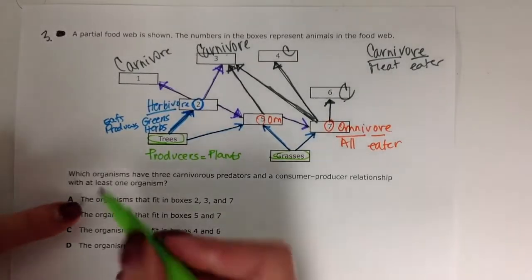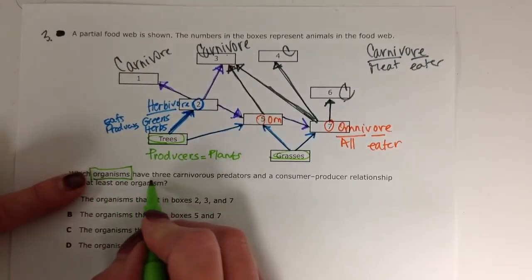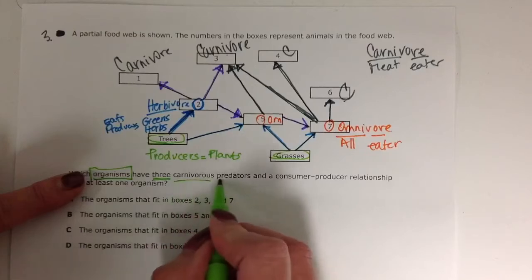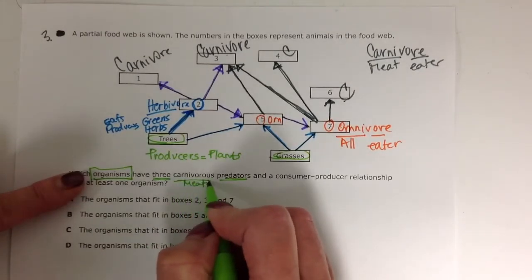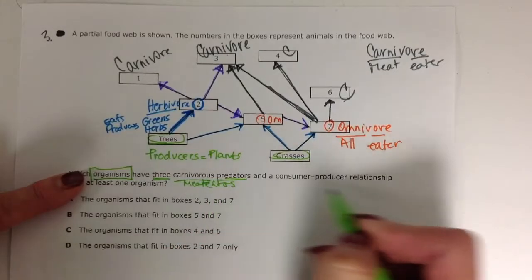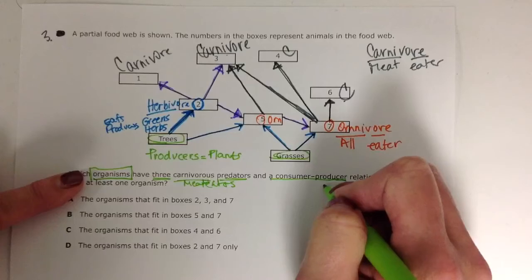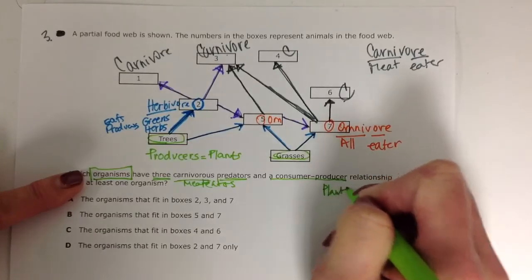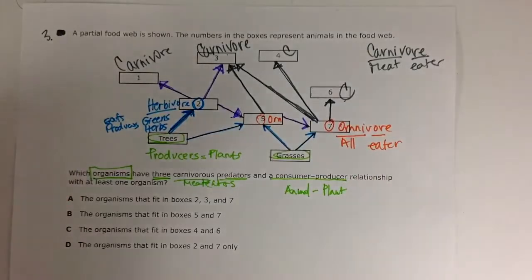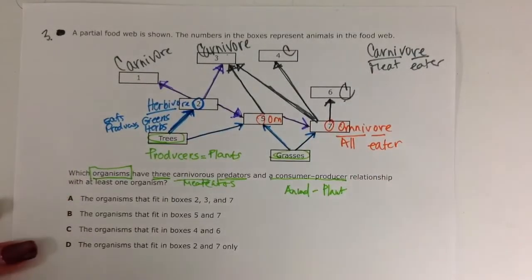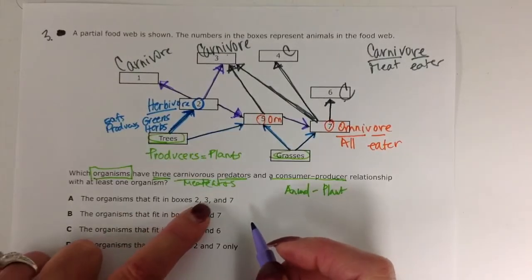They're looking for organisms, so more than one organism, that has 3 carnivorous predators, so 3 meat eaters, and a consumer-producer relationship, meaning a plant-animal, right? Animal-plant relationship. So let's look at them. So they're asking us about boxes 2, 3, and 7.